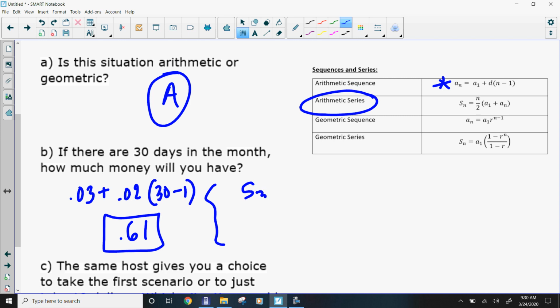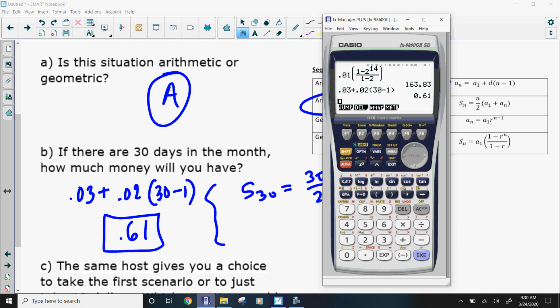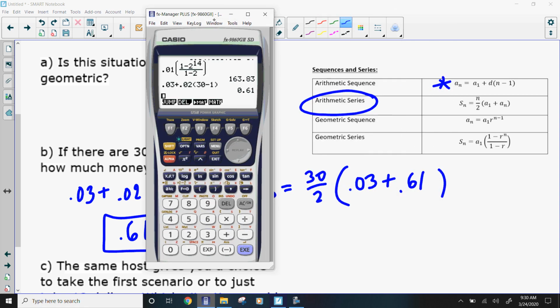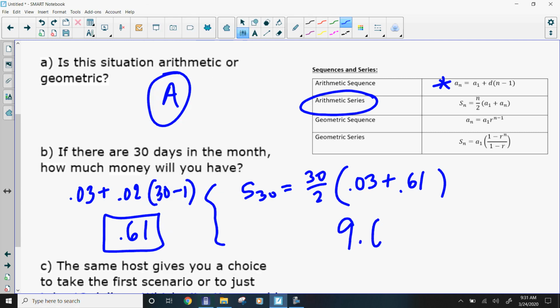The sum for 30 days is going to be 30 divided by 2. And then we've got the first amount, which is 3 pennies. And then we're going to add the 61 pennies to it. So then that goes in the calculator. So a fraction, 30 over 2. Then we've got 3 pennies plus the 61 pennies on the 30th day. And that's going to be $9.60.